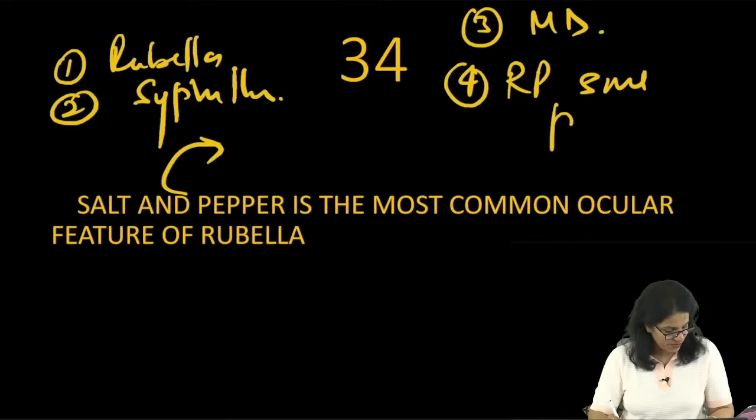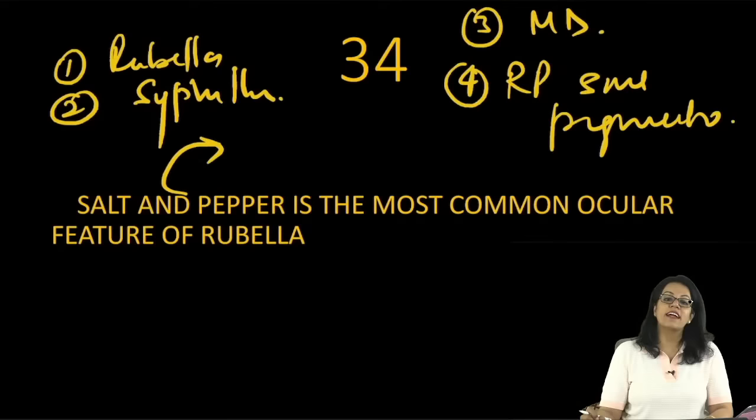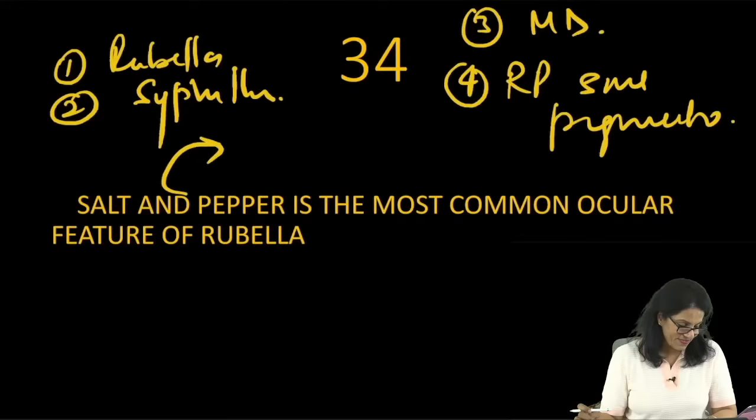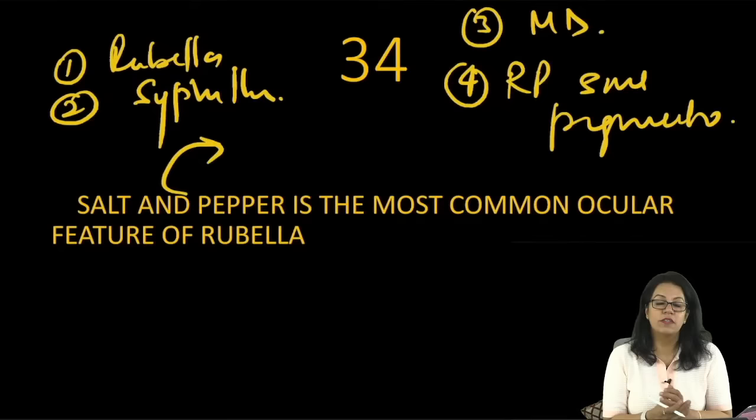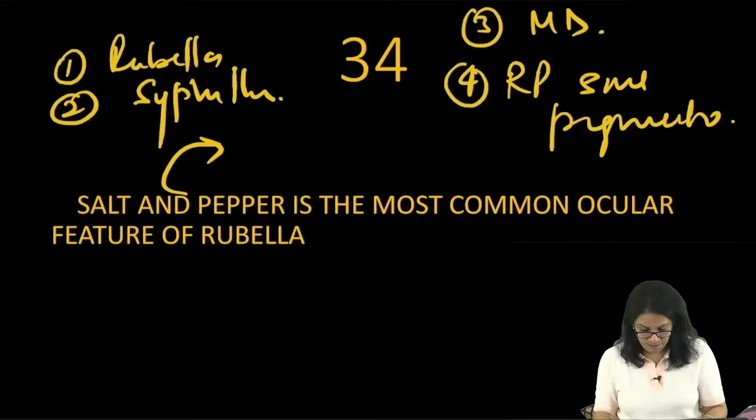Blue dot cataract is the most common congenital cataract. Blue dot is the most common congenital cataract. Okay? And punctate or dot cataract can also be a feature of Down syndrome. These are the only two places where it is mentioned. Okay? Done. This one is done.